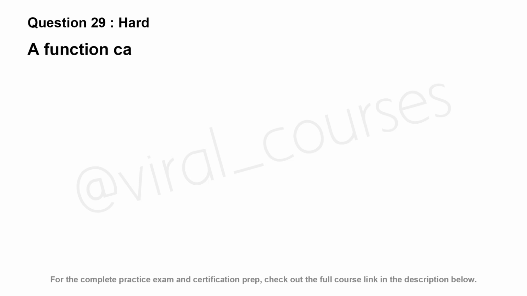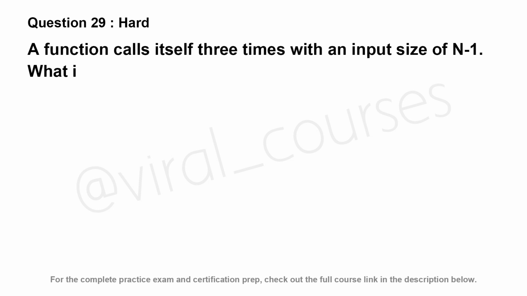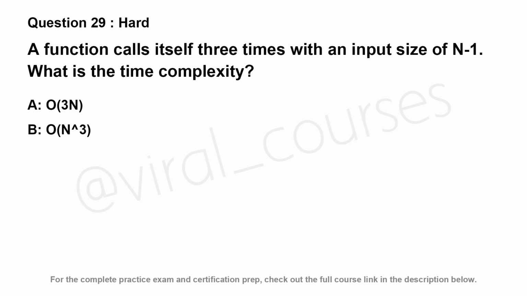A function calls itself 3 times with an input size of n minus 1. What is the time complexity? Option A, 3n. Option B, n cubed. Option C, 3 to the n. Option D, log 3n.